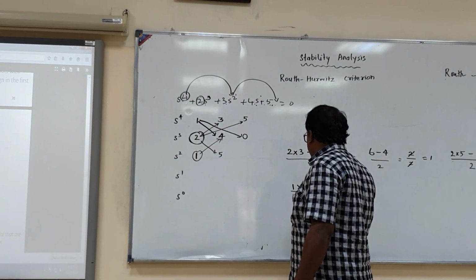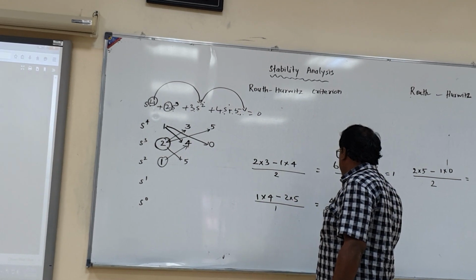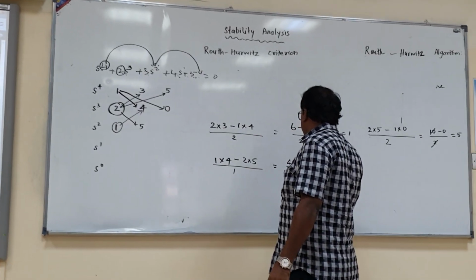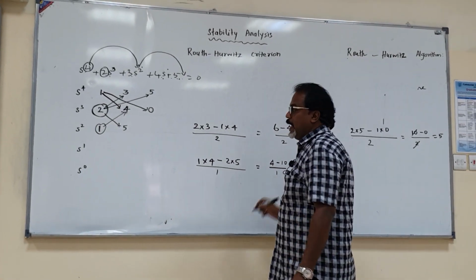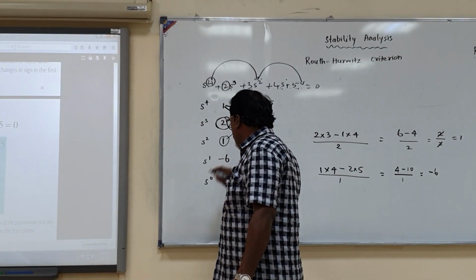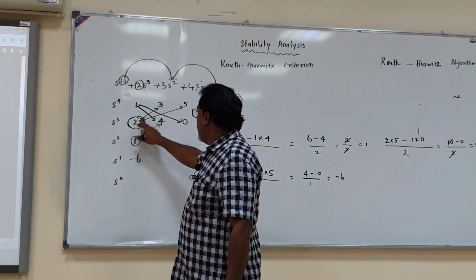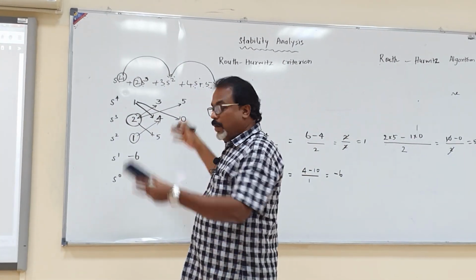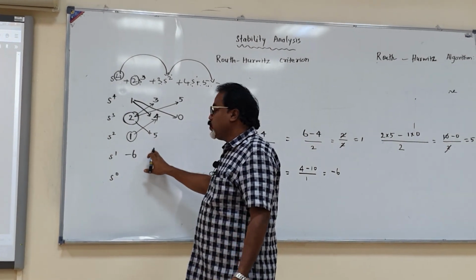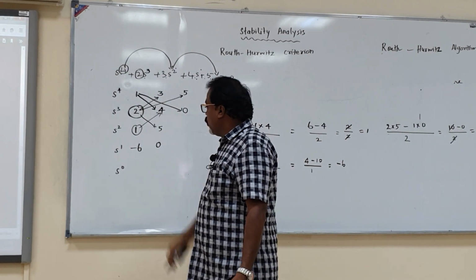Where I started? 1. So now it is coming as 4 minus 10 divided by 1. 4 minus 10 will come as minus 6. See, minus 6 is coming. So I am going to fill this number here, minus 6. If I am going from here to here, everything will be 0. 0 divided by 1, 0 will come. So you need not do that, but if you want, you can do this one, 0 will come.